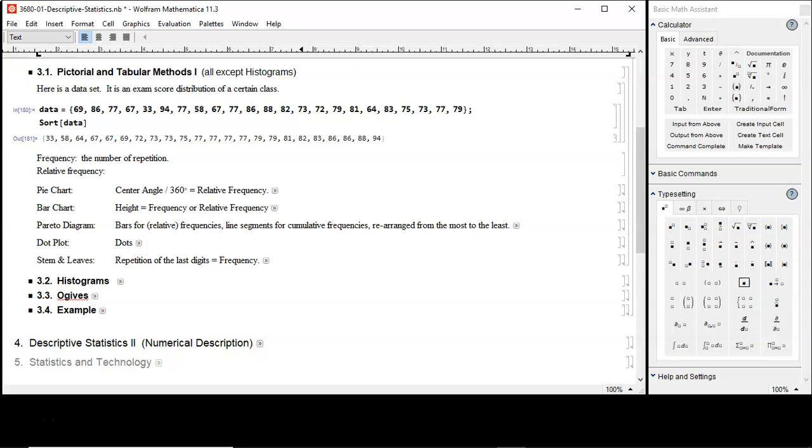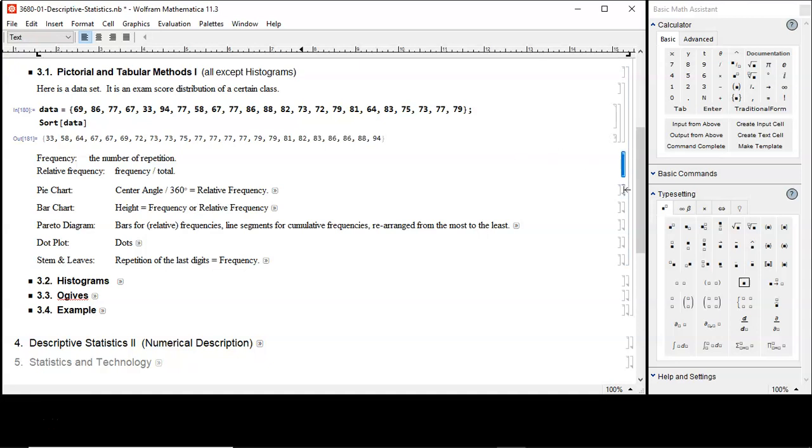A relative frequency is the frequency divided by the total. So here in this case, only one student got an A, so frequency is 1, and the relative frequency is 1 out of total 23. How about B? 6 students earn B, so that's frequency, and 6 divided by 23. 6 out of 23 is the relative frequency.